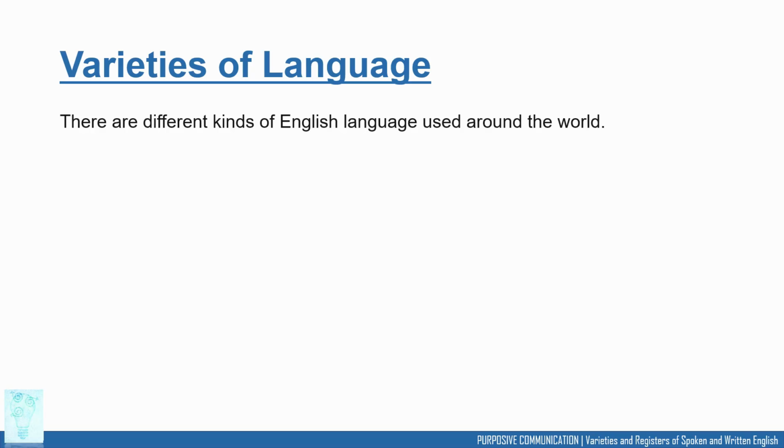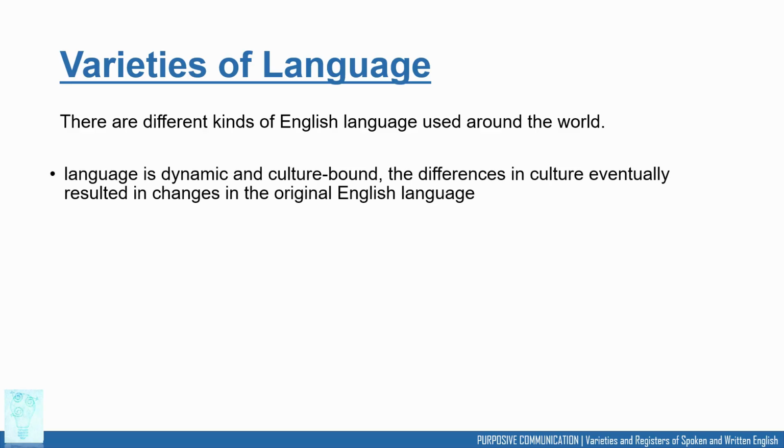So there are different kinds of English language used around the world. The reason for this is historical, because England used English as its native language for more than 1,000 years. And since they were conquerors, they disseminated their language as well as their culture. So eventually, the use of English spread to many parts of the globe, like Canada, USA, and Australia, because of migration.